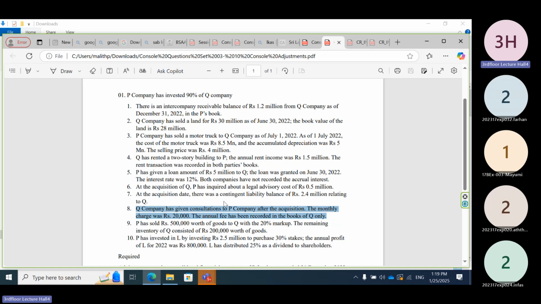Can you read this? P has sold 500 worth of goods to Q with 20% markup, and the remaining inventory of Q consisted of 200,000 worth of goods. Two sides. So Q has sold 500 worth of goods.